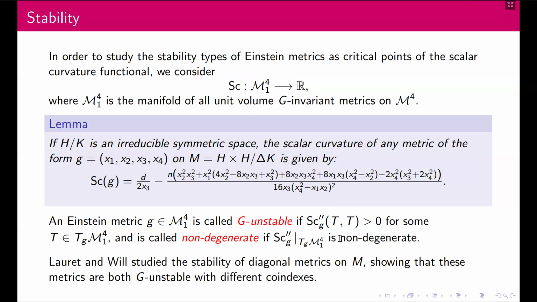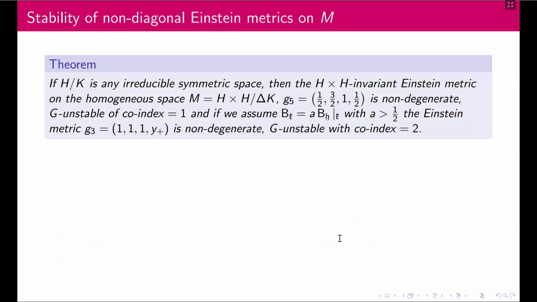So for the diagonal metrics, Lauret and Will did the study of the stability, showing that these metrics are both G unstable with different coindexes. That's why these metrics are not isometric. So we are going to do the study of the stability of the non-diagonal Einstein metrics on M.